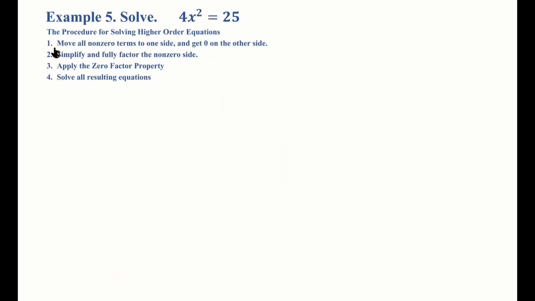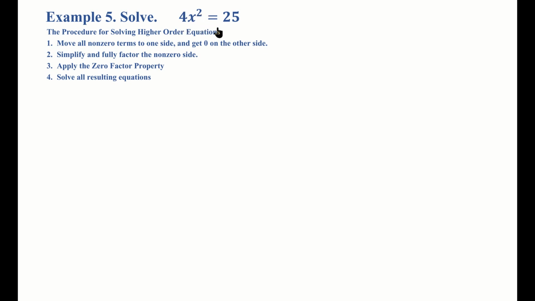All right, this procedure we have outlined needs to be applied anytime you have a higher order equation. That means any equation that has any power in it which is higher than just the first power x. So in other words, even this right here is considered a nonlinear equation because it has an x squared in it.